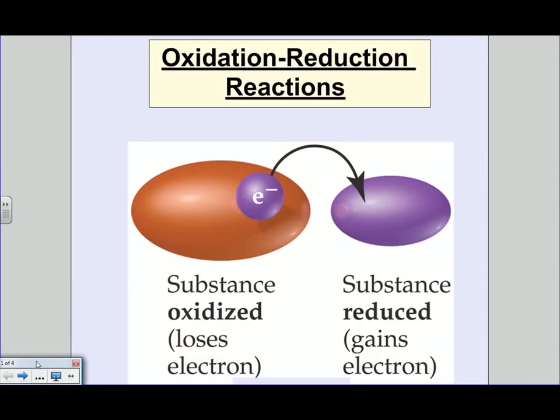Oxidation is the loss of electrons. So whatever substance is oxidized is going to lose electrons, and its charge is going to become more positive. The substance that's reduced is going to gain electrons, and its charge or oxidation number is going to become more negative.